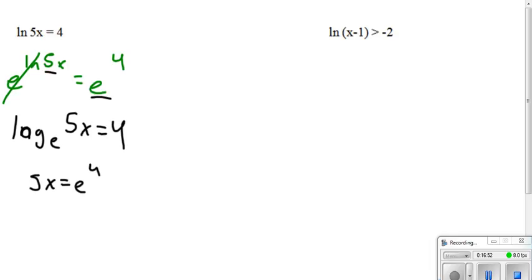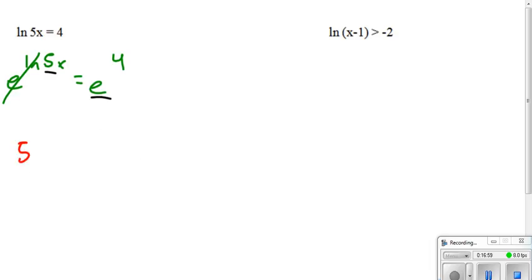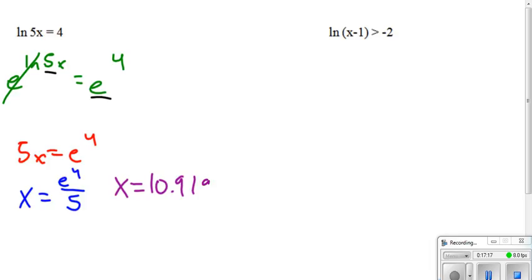So either way, it helps us get to this value, where we say 5x equals e to the 4th. Now from here, solving for x, we can just divide both sides by 5. x equals e to the 4th over 5. And we just plug that into our calculator to determine that x equals 10.9196.